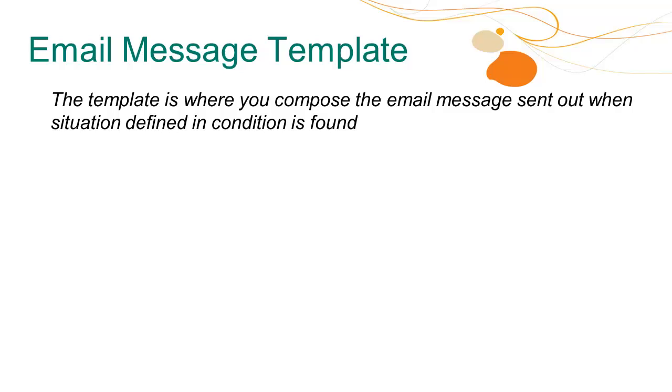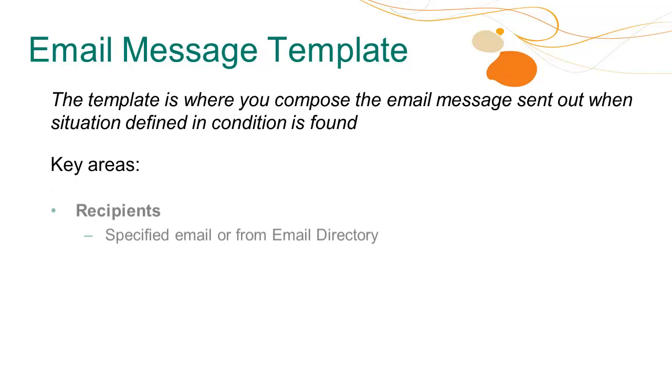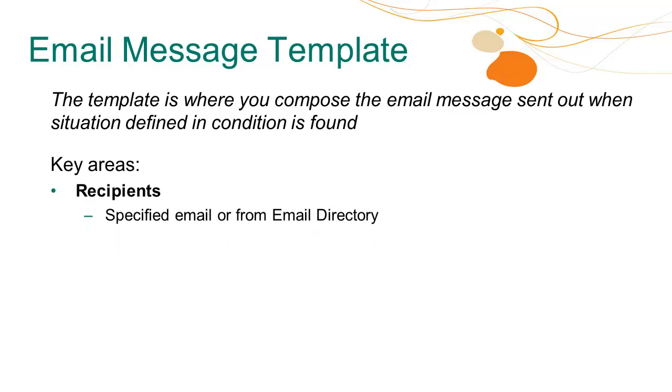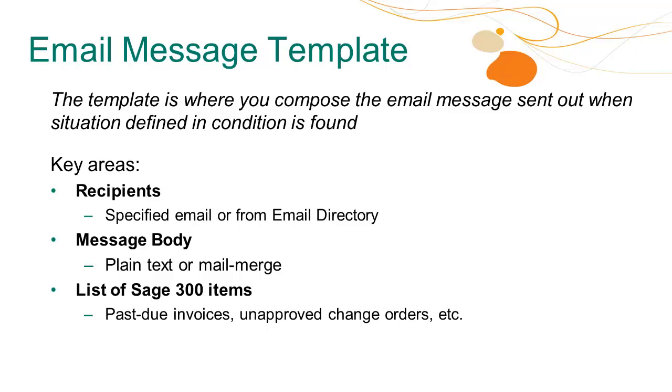In the email message, there are a couple of key areas to keep in mind. The recipient's line, where you can choose a specified email or pull from an email directory. The message body, where you can have just plain text or mail merge a list of Sage 300 items like past due invoices, unapproved change orders, and so on. And the attachments, where you can attach a PDF or a Crystal report to the email that you send out.